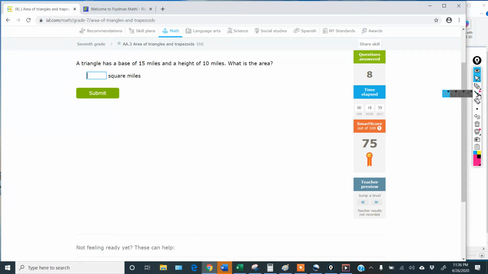So we are told that the base of the triangle is 15 miles.